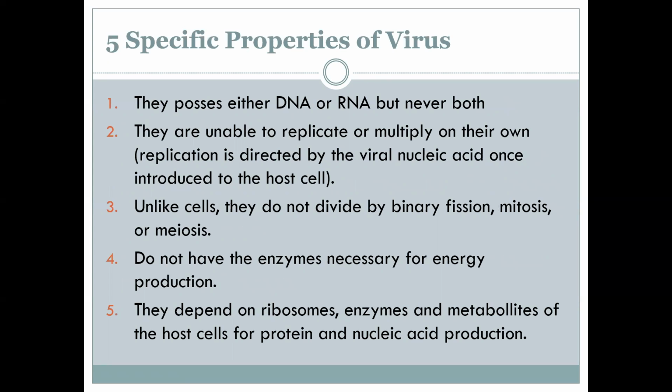Okay, you have the 5 specific properties of the virus. First, they possess either DNA or RNA, but never both. So your virus is either a DNA type of virus or an RNA type of virus, but not both. They are unable to replicate or multiply on their own. So replication is directed by the viral nucleic acid once they are introduced to the host cell.